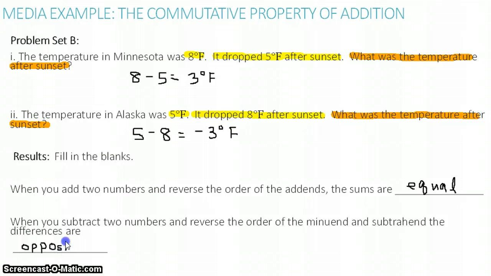When you reverse two numbers in an operation and they're equal, as we did with addition, we say that that operation has the commutative property. So you'll see further in your unit lesson that addition has the commutative property while subtraction does not.